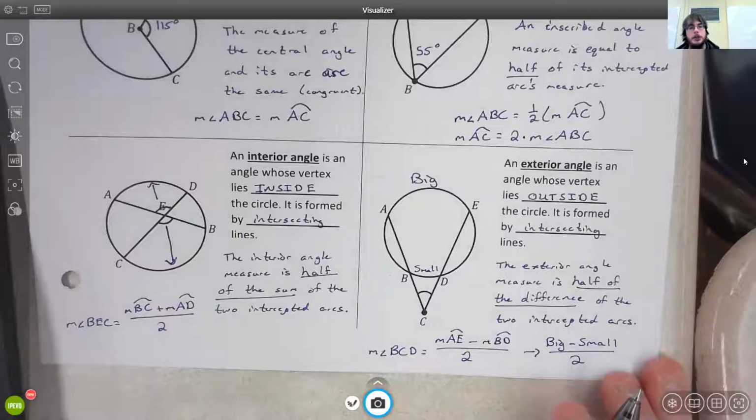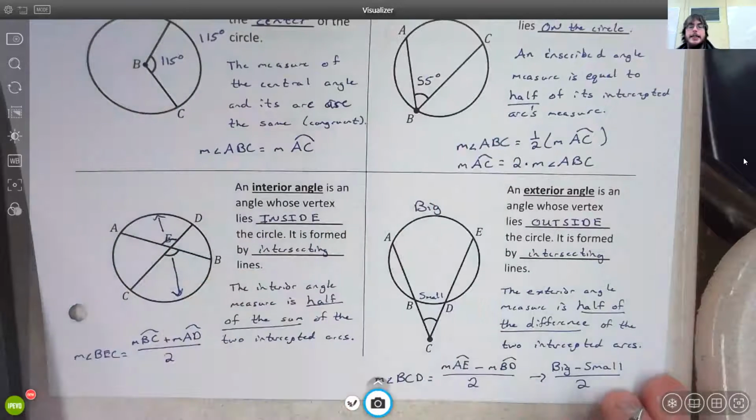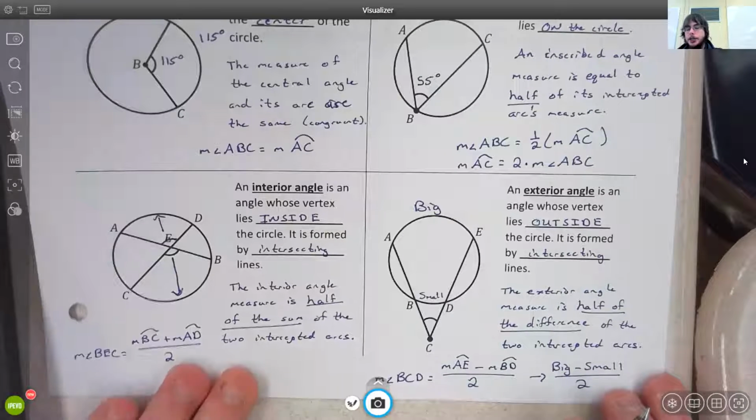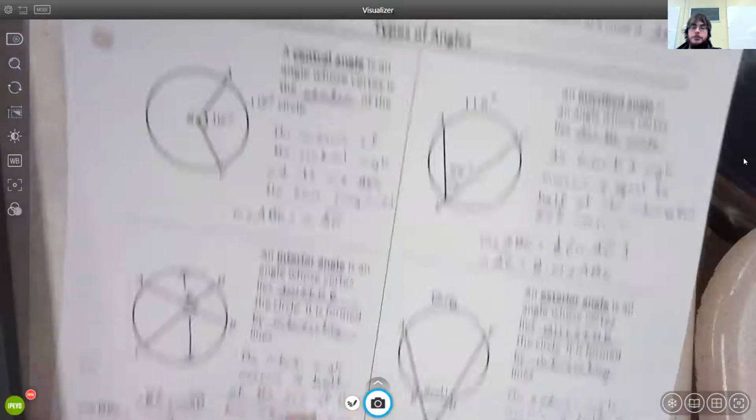Now for our examples in this video, we're going to focus on the central angle and the inscribed angle. In the next video's examples, we're going to be focusing on the interior angles and the exterior angles. And when I give you the worksheet, there will be some combination between these two types of angles. Okay. So let's look at some examples.